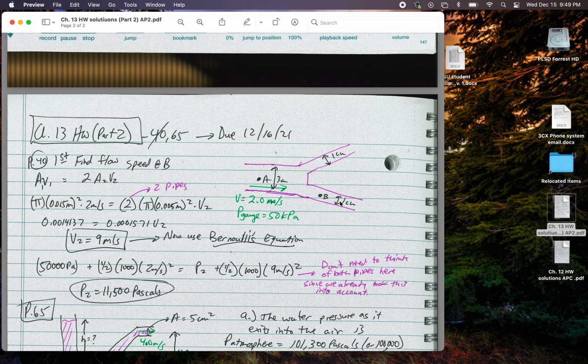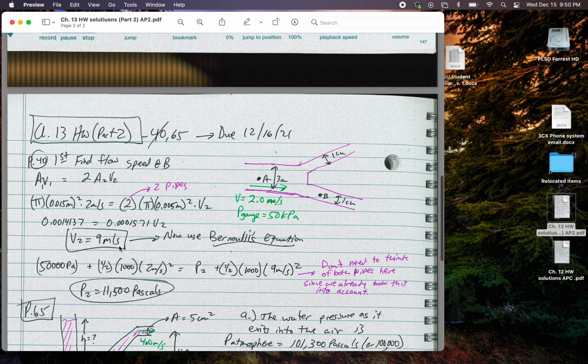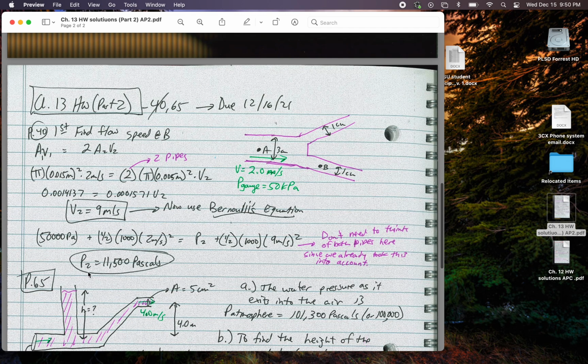So what I really need to do is figure out the speed here, and I'm going to figure out that speed from the continuity equation. So this is pi r squared, 0.015 meters squared, times 2 meters per second. I have 2 pipes, and they each have water flowing through them, so I'm going to put 2 in front of this: pi times the radius of the smaller pipe squared times V2. So the speed through each of the smaller pipes would be 9 meters per second. But now that I'm only thinking about pressure, I don't need to multiply by 2 anymore.